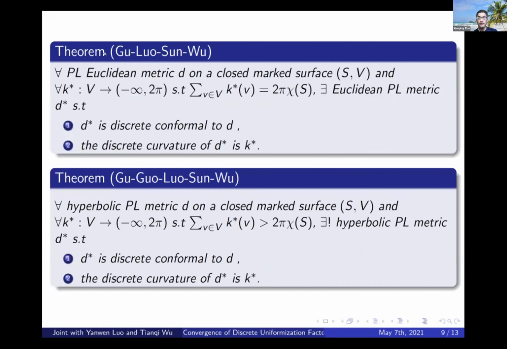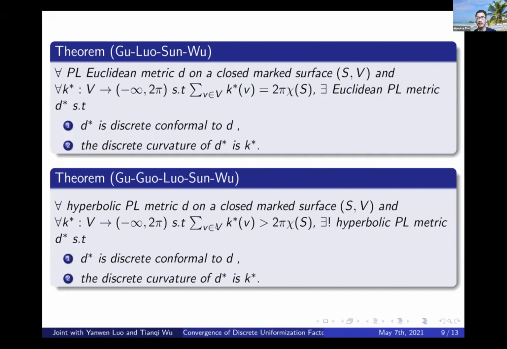And Luo and his collaborators proved that for Euclidean metric on closed surfaces, with prescribed curvature K star satisfying the discrete Gauss-Bonnet formula, there always exists a Euclidean PL metric D star such that D star is in the discrete conformal class of D, and also the discrete curvature of D star realizes K star. And they have a similar result for the PL hyperbolic metric.